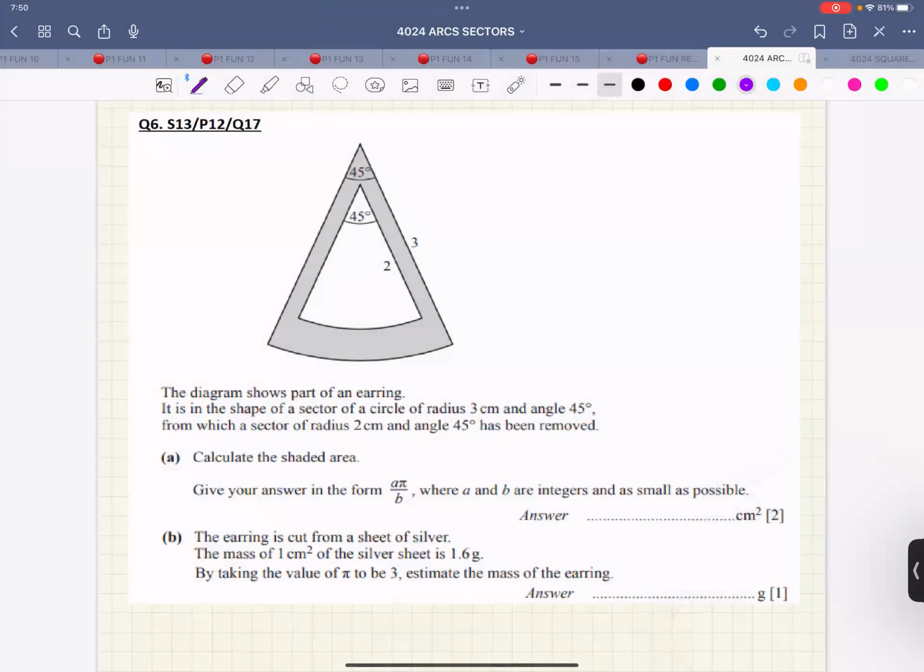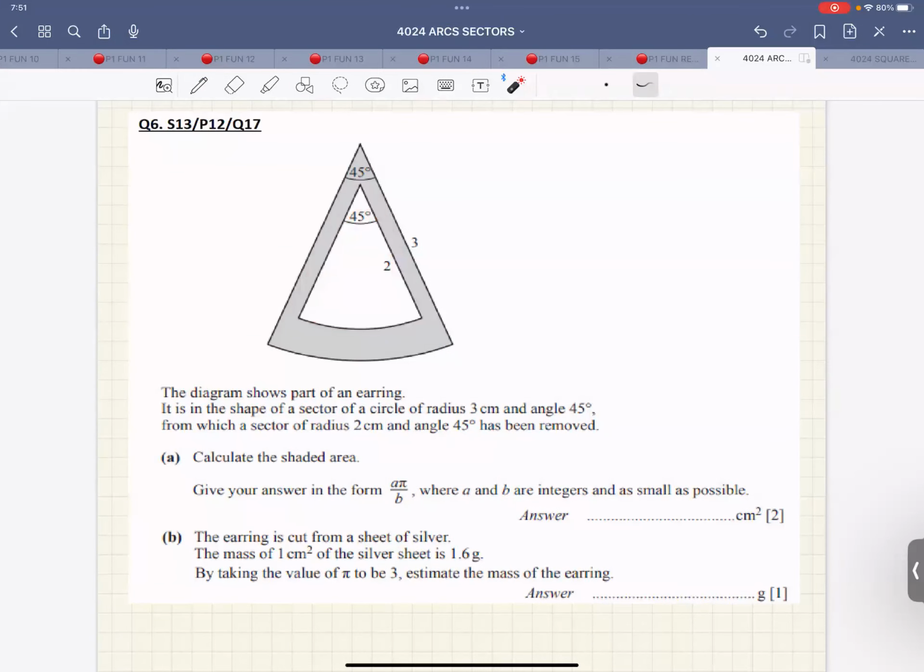Now let's look at this question. The question says, the diagram shows part of an earring. It's in the shape of a sector of a circle of radius 3 centimeter, angle 45 degrees. So this is the earring. This angle is 45 degrees and this radius is 3. From which a sector of radius 2 centimeter, angle 45 has been removed. So this has been removed.